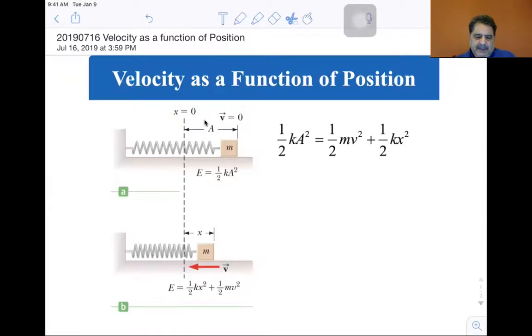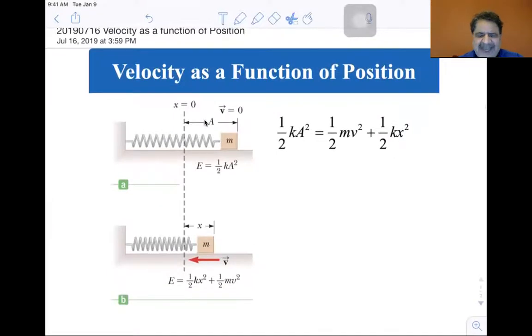Now let me go to where this may be trivial for some of you. I don't know if it is or not. I don't want to assume that everybody knows how to get to this. So we have 1/2 kA squared, which is the spring potential energy, and we have the 1/2 mv squared, and we have the 1/2 kx squared, where x can be any position, and that's the idea, is to figure out the velocity when you're at any position.